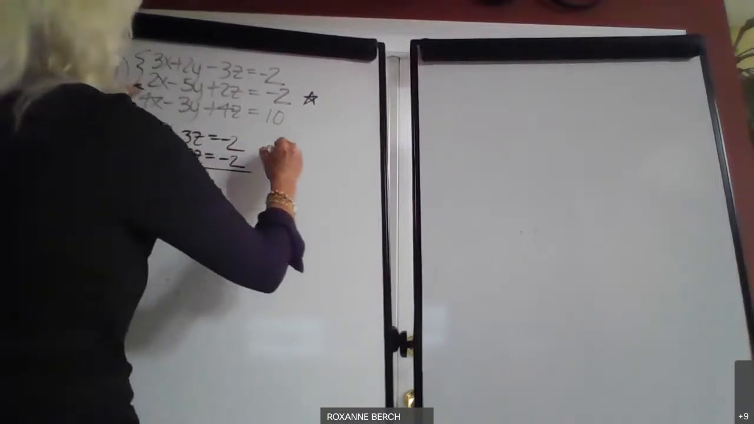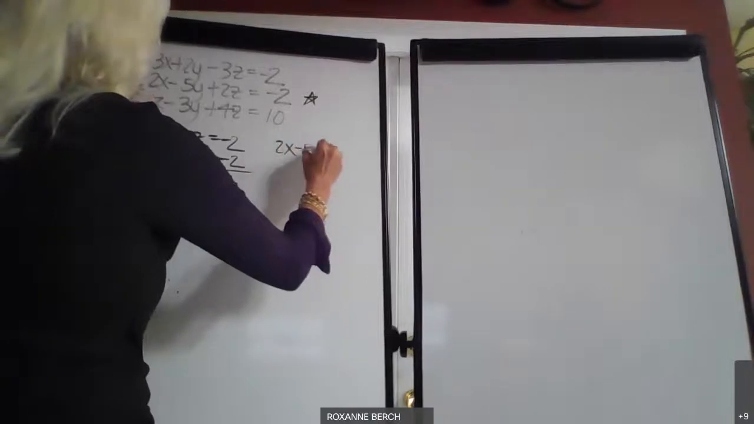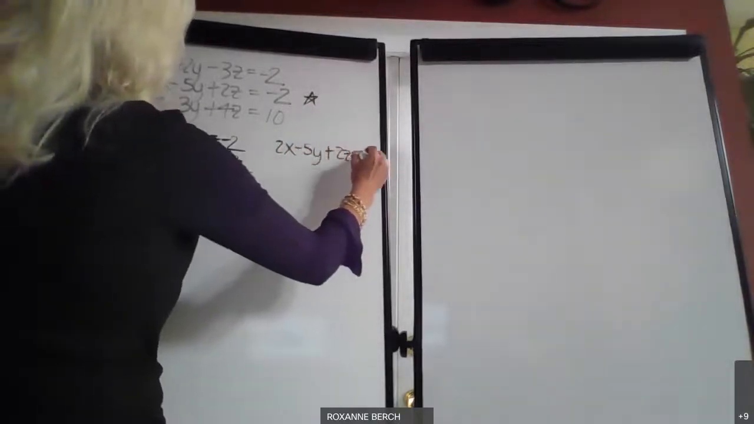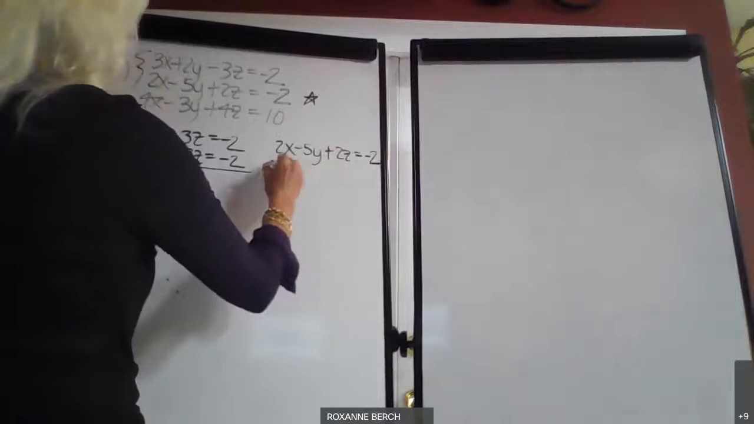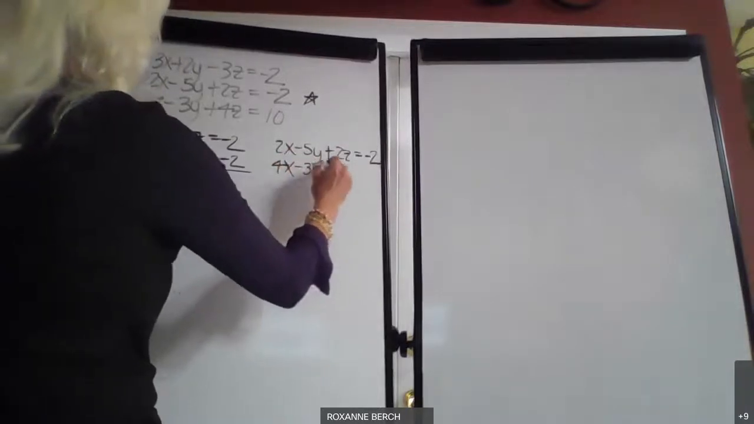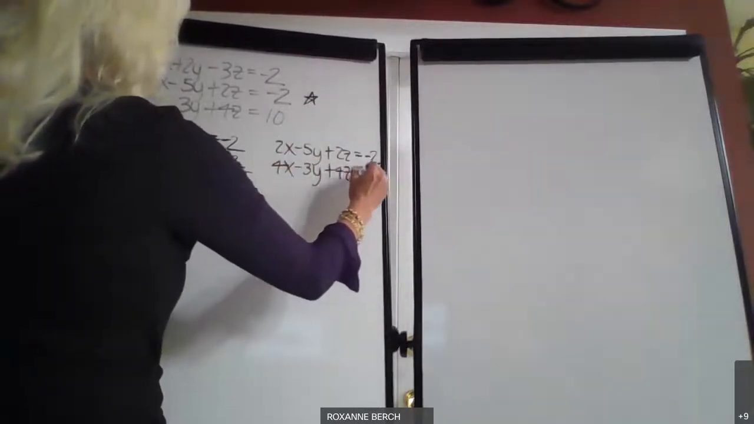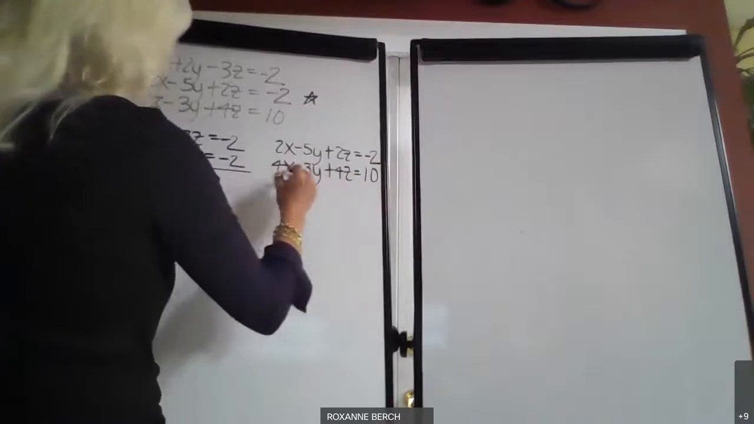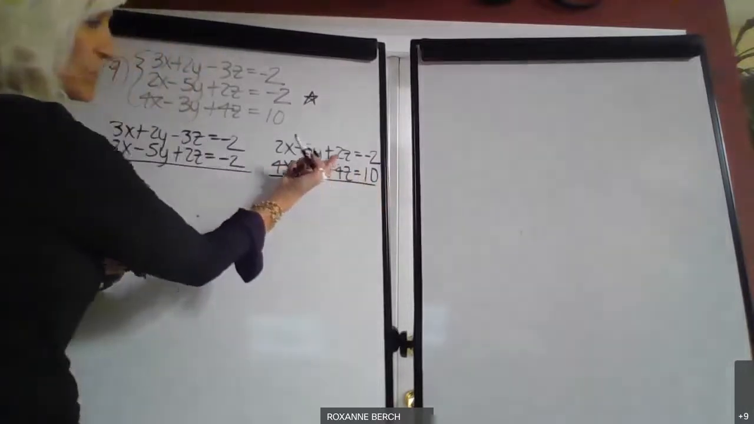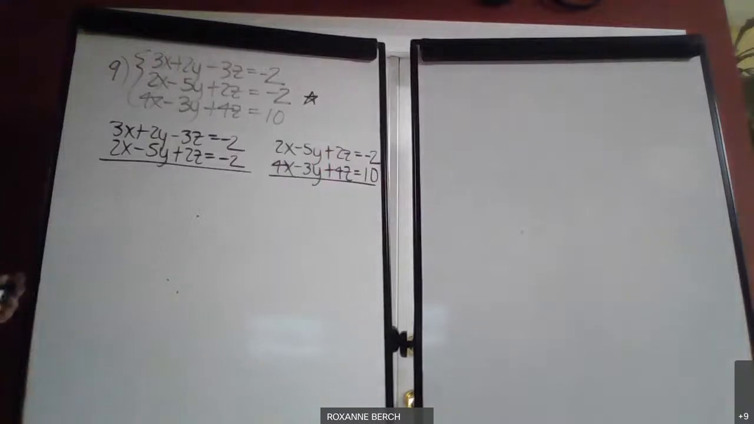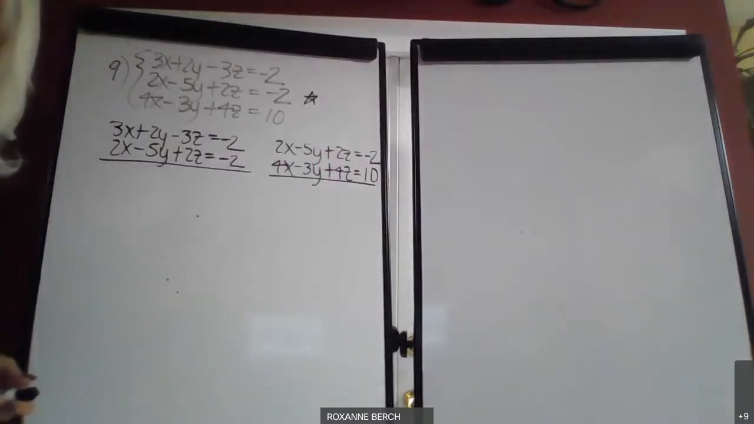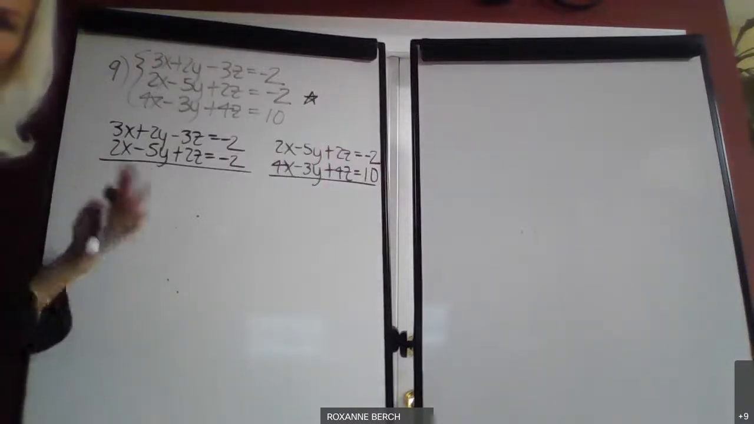And then I'm going to take the second one with the third one, and that doesn't look so bad because I just have to multiply the top by a -2. Just keep in mind, we want to eliminate z.